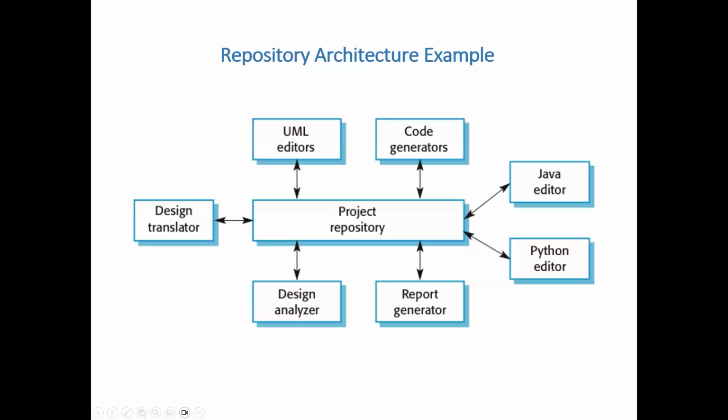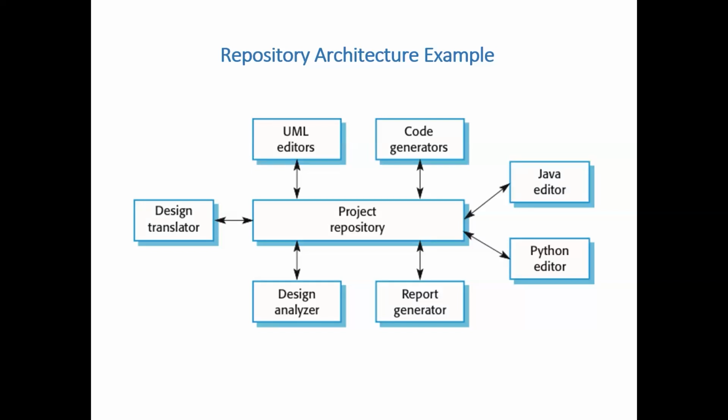And now let's look at the practical example of how the repository architectural style is used in software development environments. At the center of the architecture, we have a project repository. This is where all the key artifacts of the project are stored: design models, source code, metadata, and analysis results. Various tools interact with this shared repository.